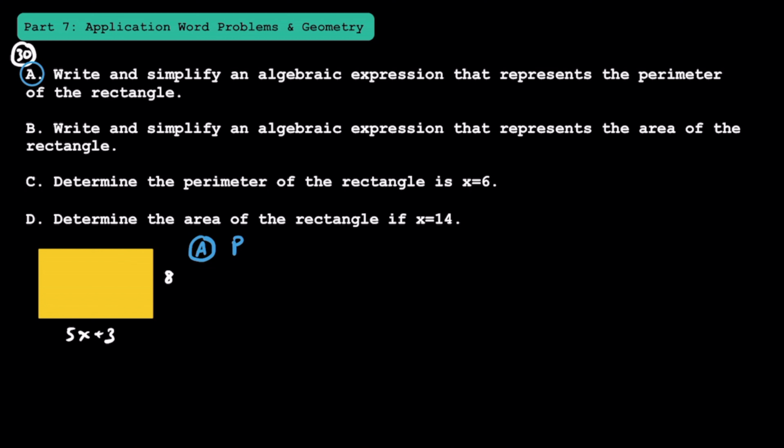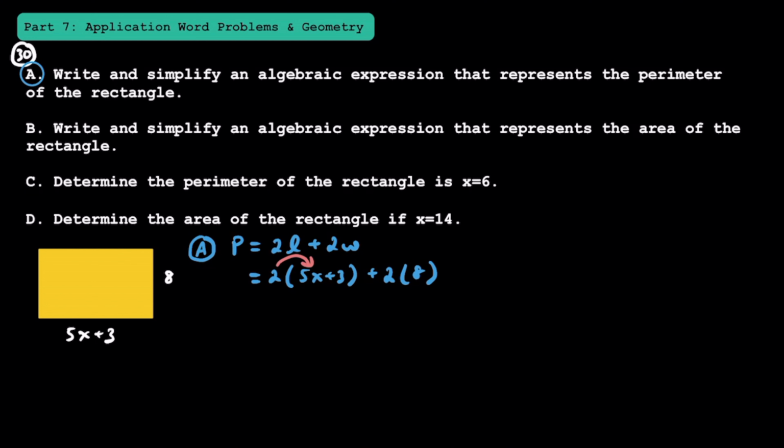Remember, the formula for the perimeter of a rectangle is P is equal to twice the length plus twice the width. We can call the length here 5x plus 3, so we have 2 of these 5x plus 3's, plus 2 of these 8's, which is the width. Here's our algebraic expression, but we need to simplify it now.